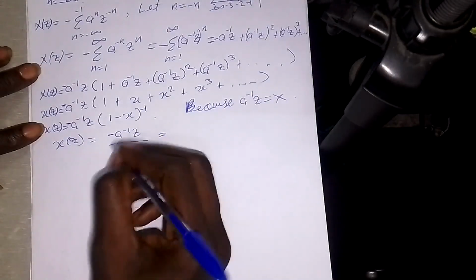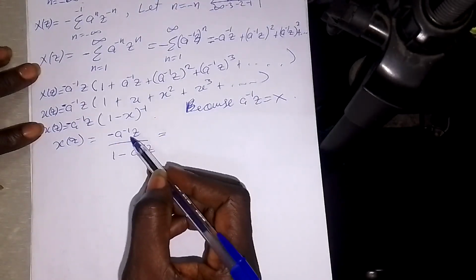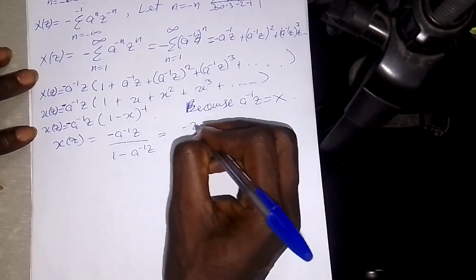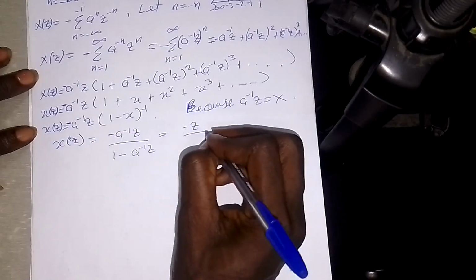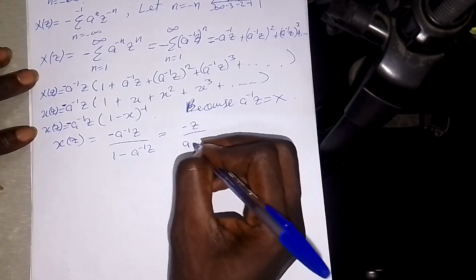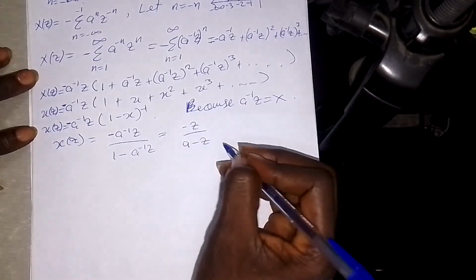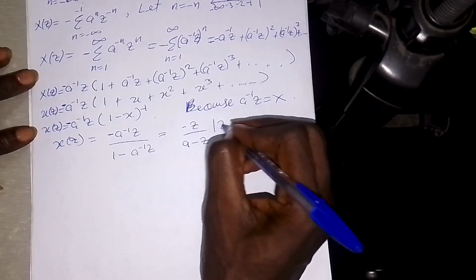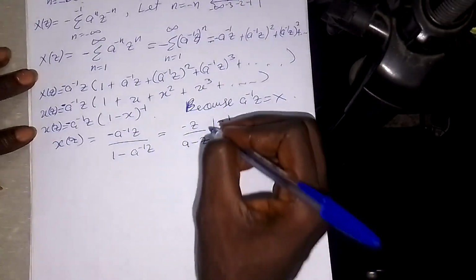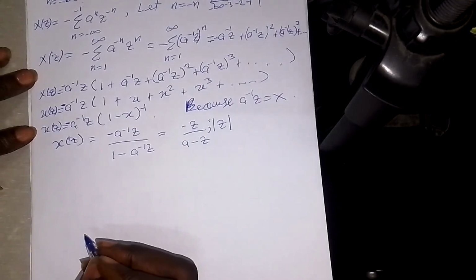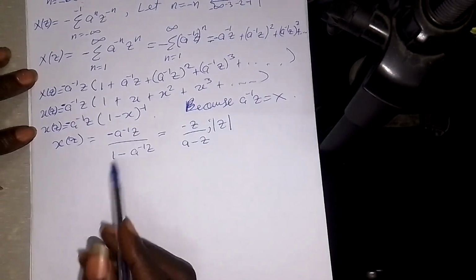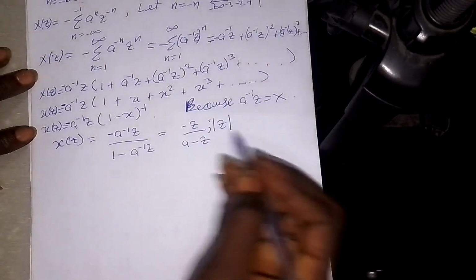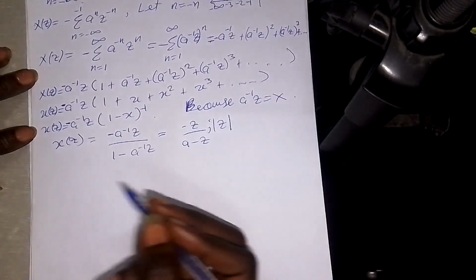So if I multiply through by A, what I'm going to get is minus Z over A minus Z. So this is what I'm going to get. And what will be the Z transform for this particular sequence? The Z transform for this sequence is such that X must be less than 1 before it can go to infinity.